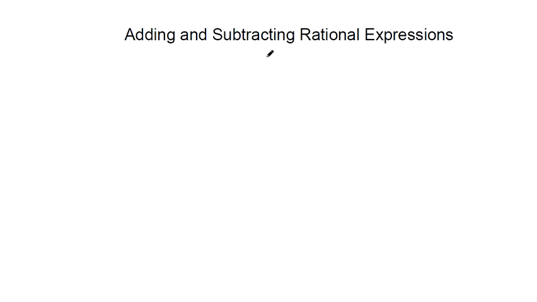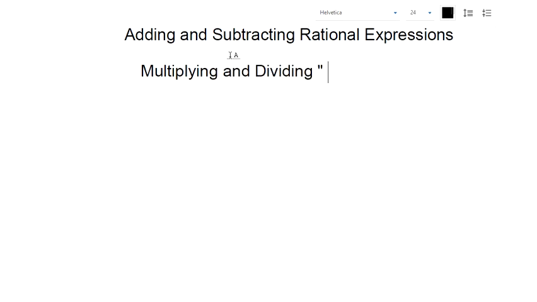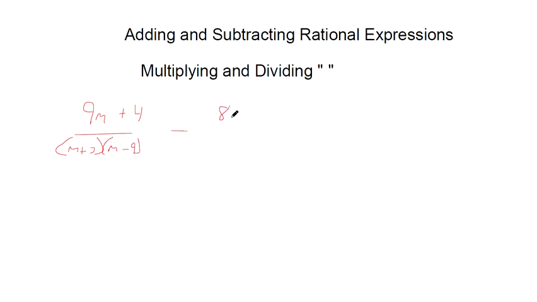So we have to sometimes add and subtract rational expressions, and actually I'll add multiplying and dividing here. So let's say we got this expression, (9m plus 4) over (m plus 3)(m minus 9), subtract that by (8m plus 1) over (m plus 3)(m minus 9).